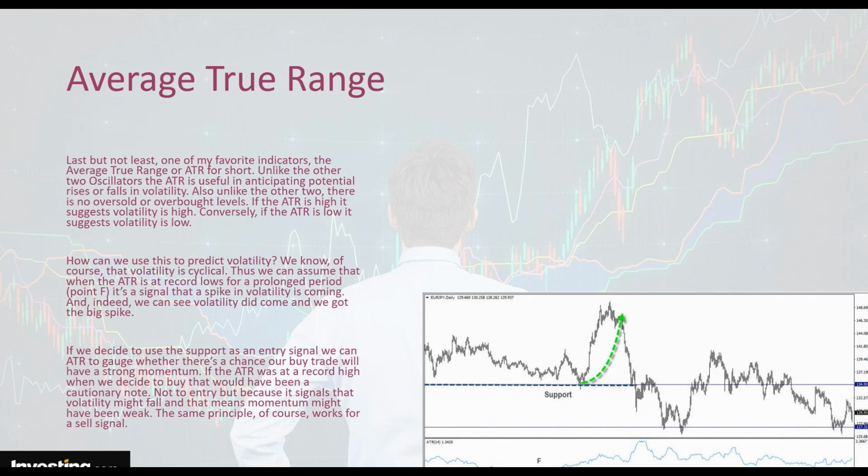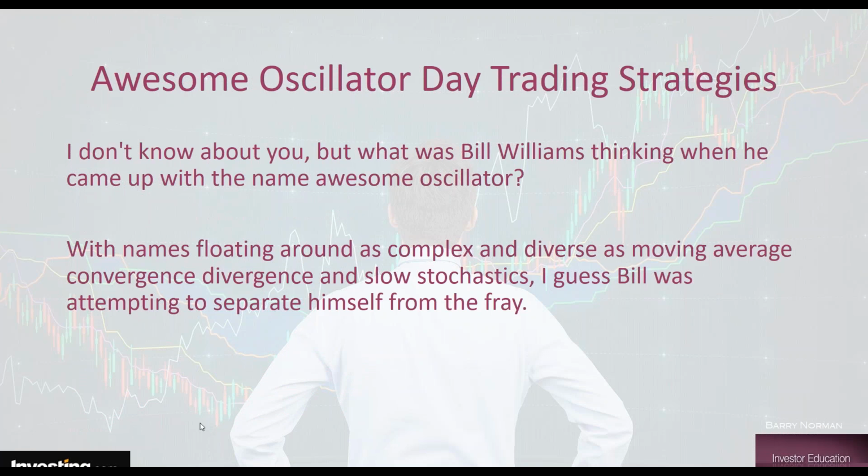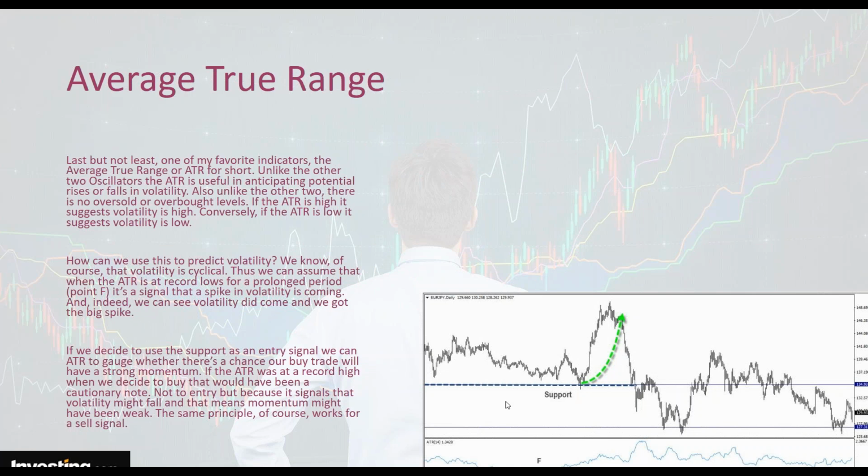If we decide to use support as an entry signal, we can use ATR to gauge whether there's a chance to buy. For our buy trade, we'll have strong momentum. And ATR is a great indicator. It will tell you when the volatility in the market is about to spike or relax. And when you get that strong volatility and you're at a support line, it's going to tell you that volatility is going to push you above that support line.